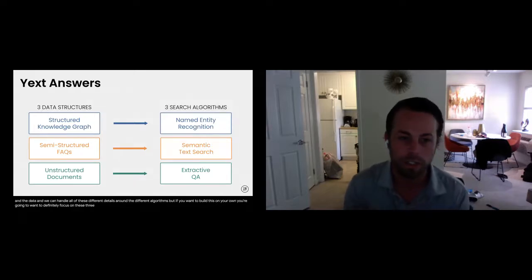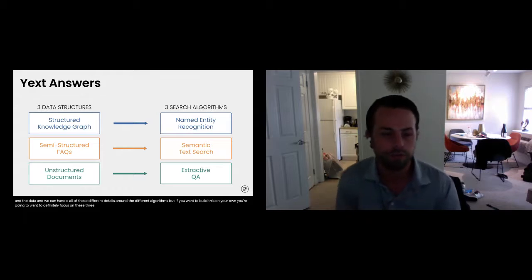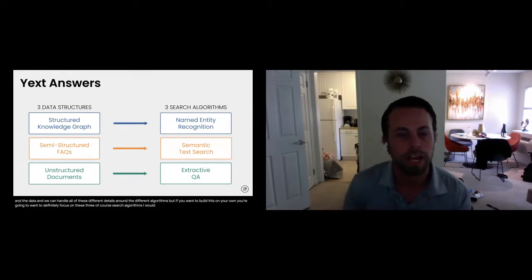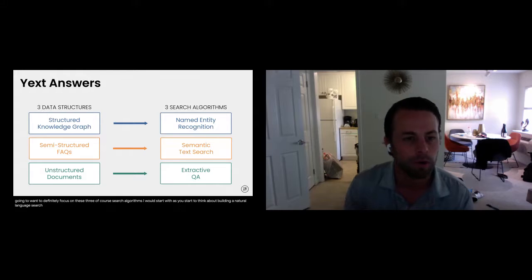But if you want to build this on your own, you're going to want to definitely focus on these three core data structures. And these are the three core search algorithms I would start with as you start to think about building a natural language search engine that can mirror or exceed that Google-like search experience.